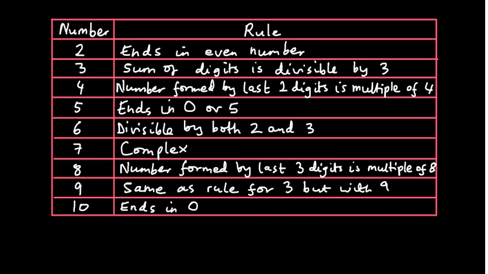Divisibility by 5 is quite simple, so if it ends in 0 or 5, then it would be divisible by 5. Divisibility by 6 is quite straightforward as well, so as long as a number is divisible by 2 and 3, then it would be divisible by 6. And you can check divisibility by 2 and 3 using the rules we've just mentioned for those numbers.